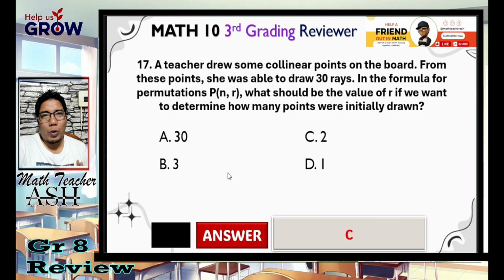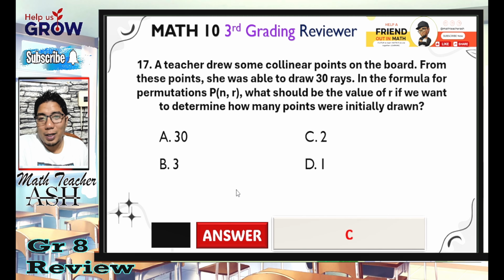So again, we are solving the value of r here, and basically, in terms of collinear points, a ray needs at least 2 points. Alright. So now let us go to question number 18.